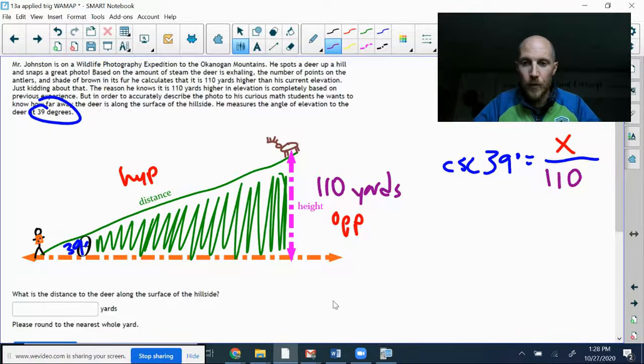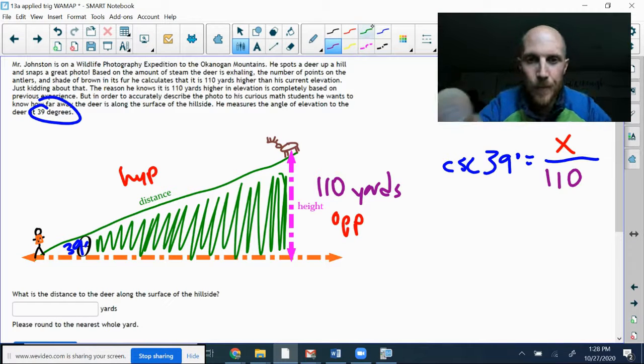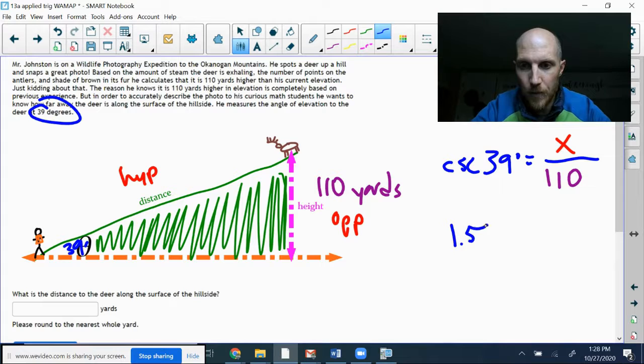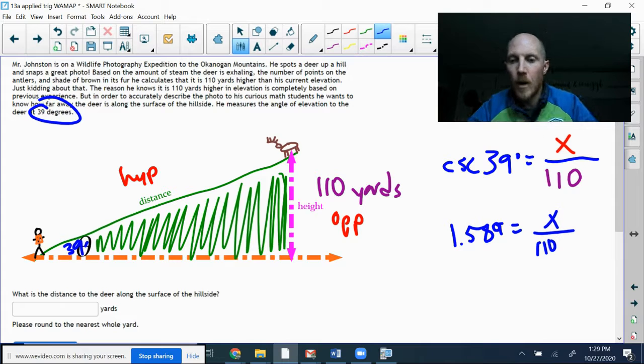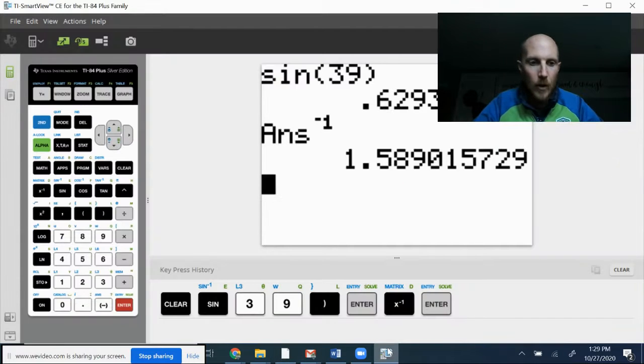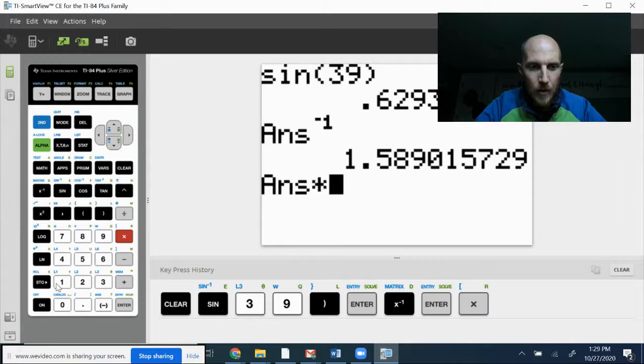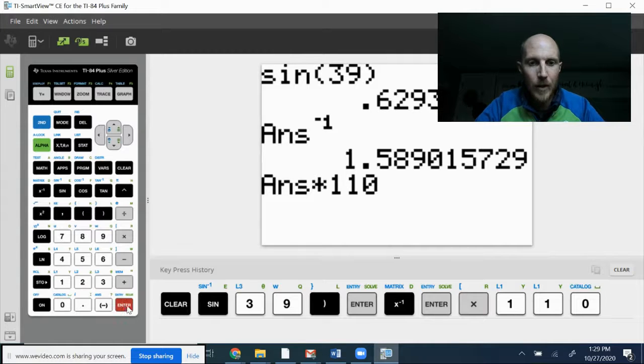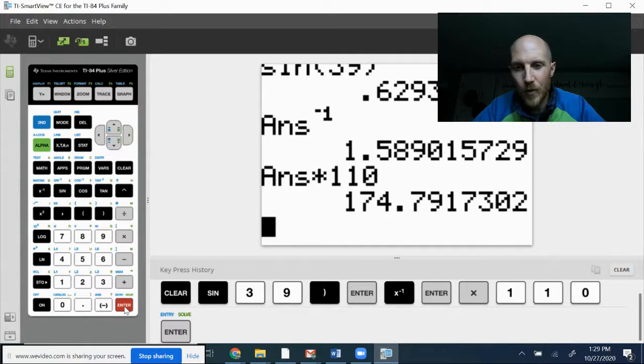In order to solve for x, 1.589 equals x over 110. I'll have to multiply both sides of my equation by 110. So times 110, final answer, 174.79.